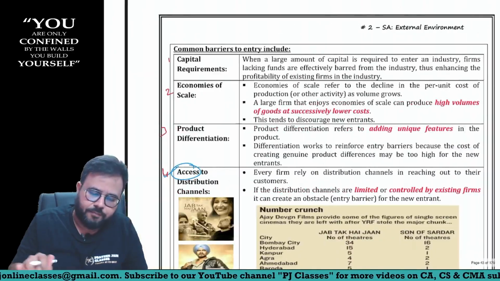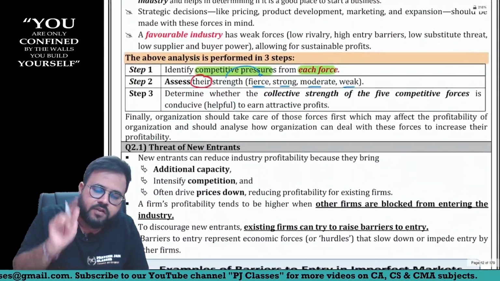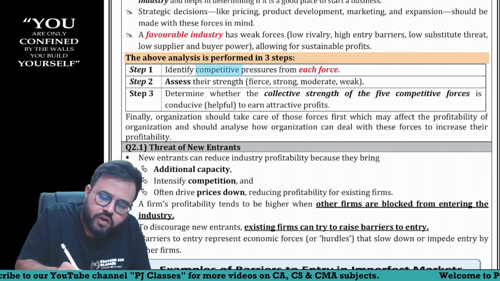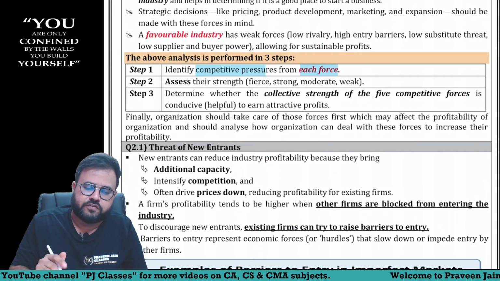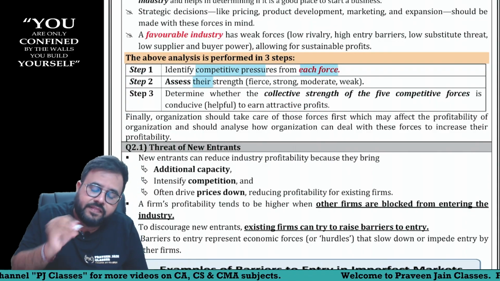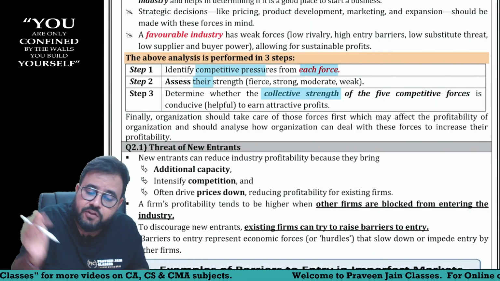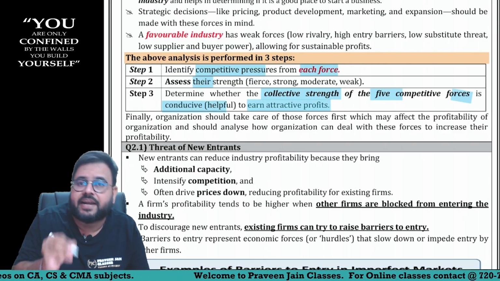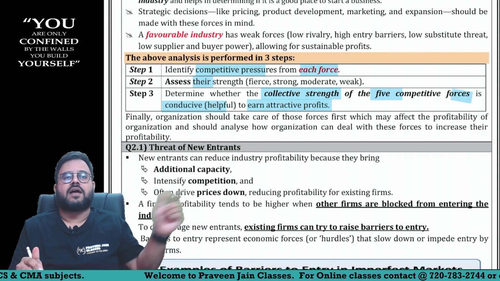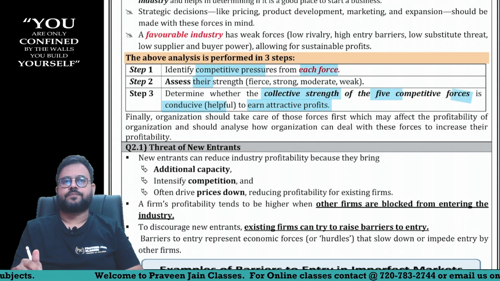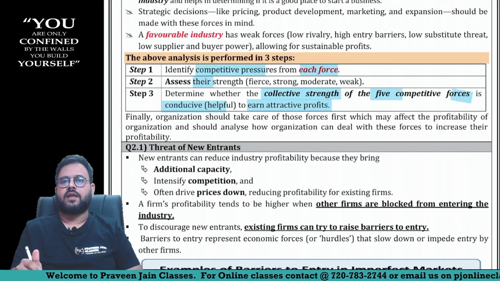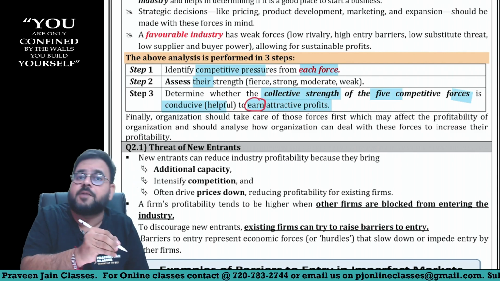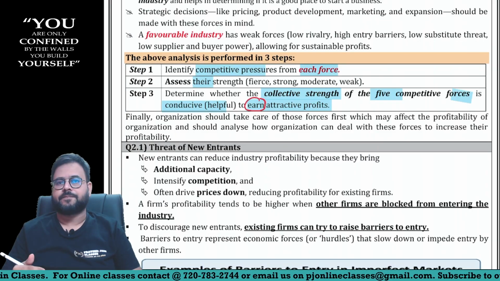Now you read this answer, sir. You will get proper clarity. Now check. Step number 1. What is step number 1, sir? Find out the competitive pressure from each force. Then assess their strength. Then determine whether the collective strength of 5 forces is helpful to earn attractive profits. Now, in my case, answer was no. That means you will not be able to easily earn profits in this particular industry.